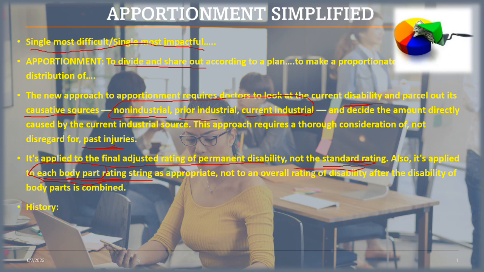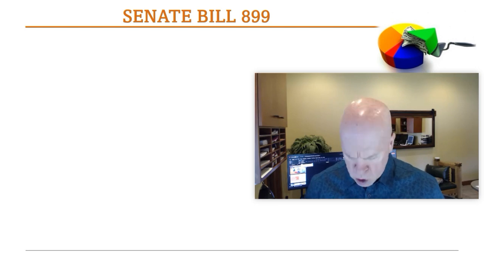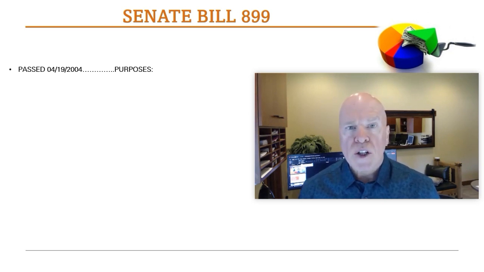Okay, so with those principles established, let's talk a little bit about the history of apportionment over the last 20 to 30 years here in the state of California, so you can see some of the historic events that brought us to where we are with our apportionment determinations today. Well, if you were around back in 2004, 2005, you remember that at the time, Governor Arnold Schwarzenegger created what was referred to at the time as workers' compensation reform.